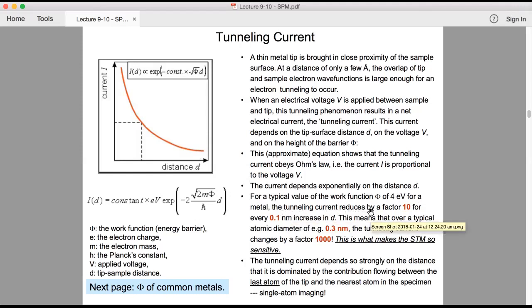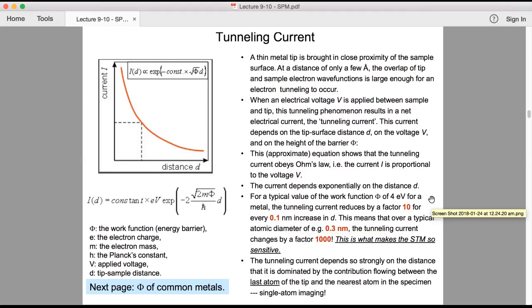reduces by a factor of 10 for every 0.1 nanometer. So if you increase the distance by 0.1 nanometer, that is 1 angstrom, you will decrease the tunneling current by a factor of 10. So you can see how sensitive it is to the distance.